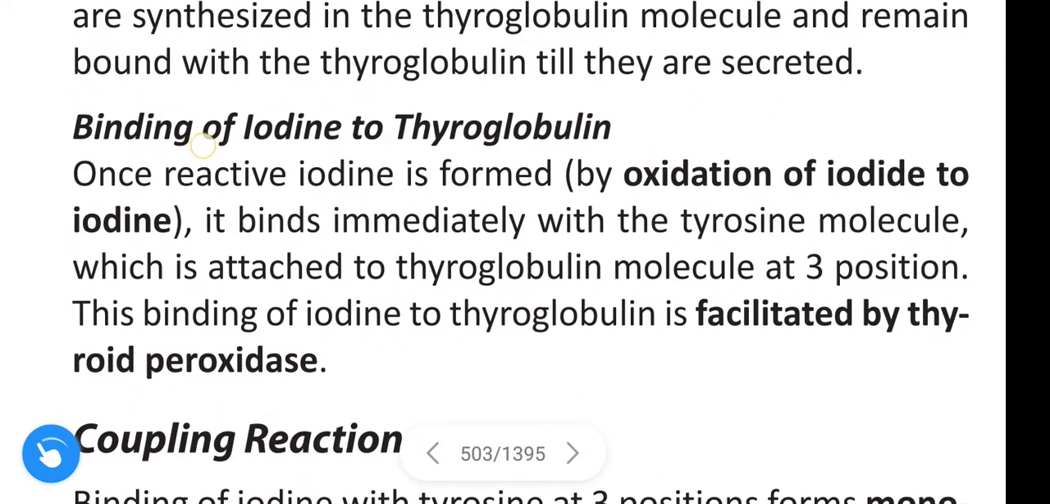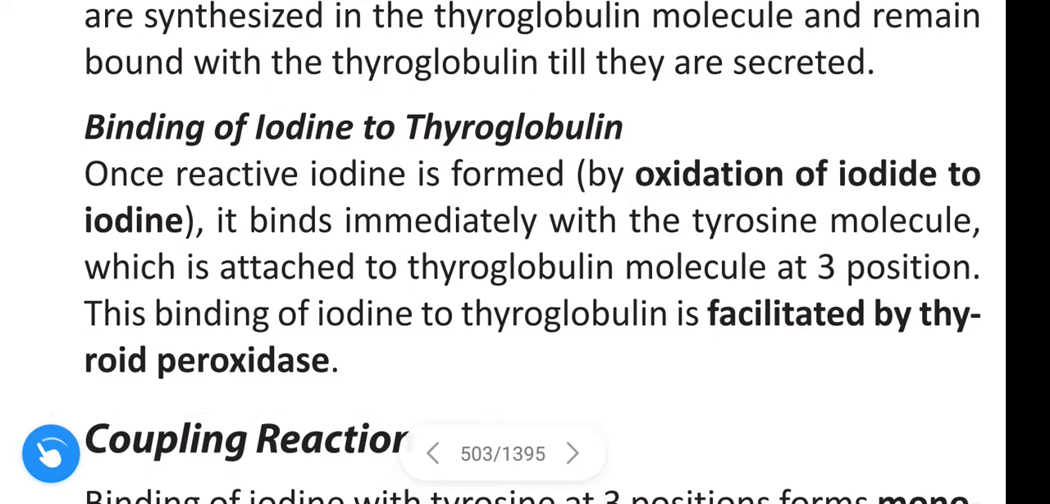Next, the binding of iodine to thyroglobulin. Reactive iodine is formed from iodide by oxidation. Once reactive iodine is formed, the iodine immediately binds with the tyrosine molecule, which is attached to the thyroglobulin molecule at the third position. This binding of iodine to thyroglobulin is facilitated by thyroid peroxidase.